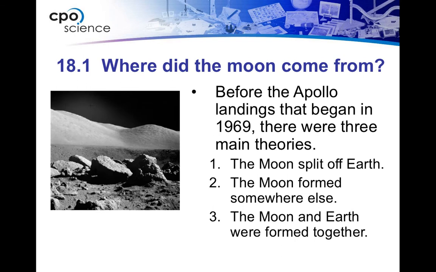So, where did the moon come from? Before the Apollo landing that began in 1969, there were three main theories. The moon split off the Earth; the moon formed somewhere else and just happened to get caught in Earth's gravitational pull; or the Earth and the moon formed together.